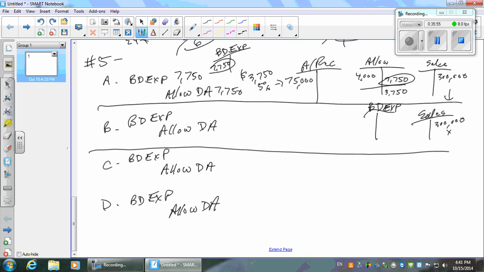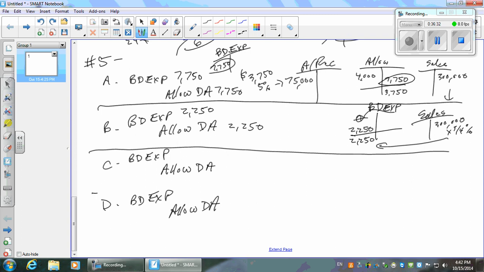3/4% times 300,000. Everybody agree? 2,250. Don't you want bad debt expense to be 2,250? Because you want it to be 3/4% of sales. If I base my estimate on sales, I'm clearly estimating bad debt expense. So if it's 0 now, what are you going to have to do? Debit 2,250, and 2,250 credit to the allowance, right? Okay. Everybody good?